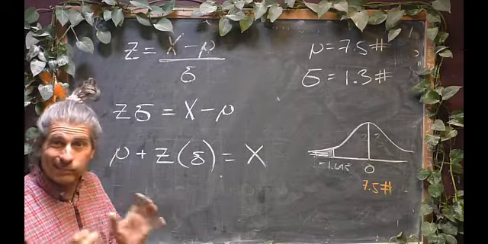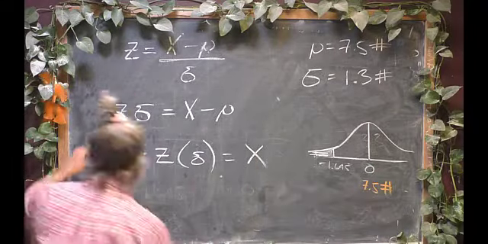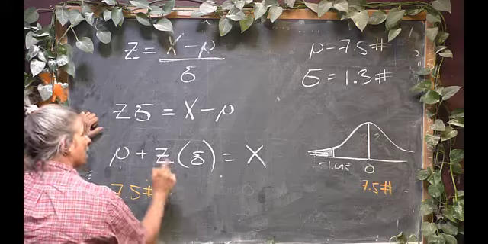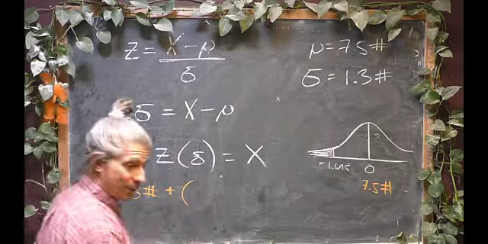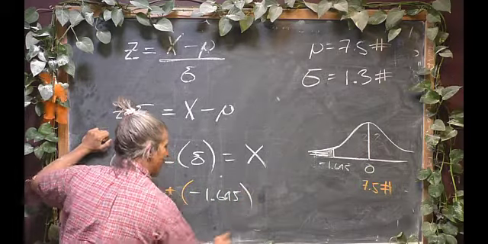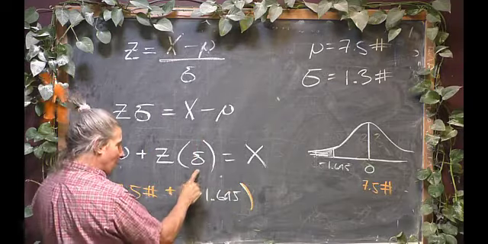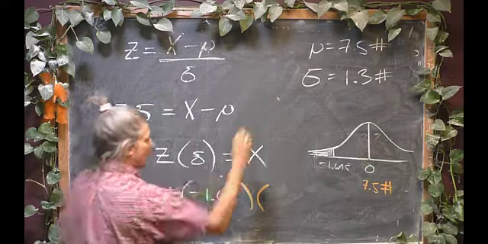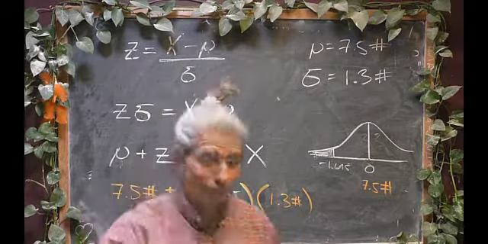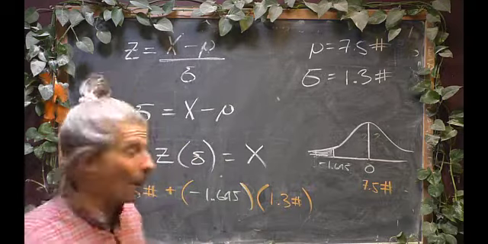All we got to do now is run some numbers. We know that the average baby weight is 7.5 pounds. 7.5 pounds plus the Z-score. Now the Z-score is negative 1.645. Oops. Times the value of the standard deviation, which was 1.3 pounds. And if you think I can do that in my head, I come up with a baby weight of about 5.4 pounds.